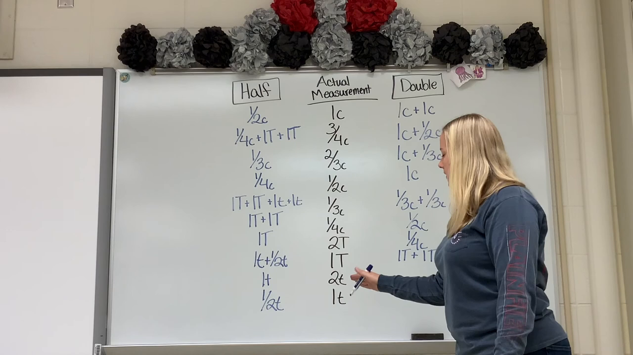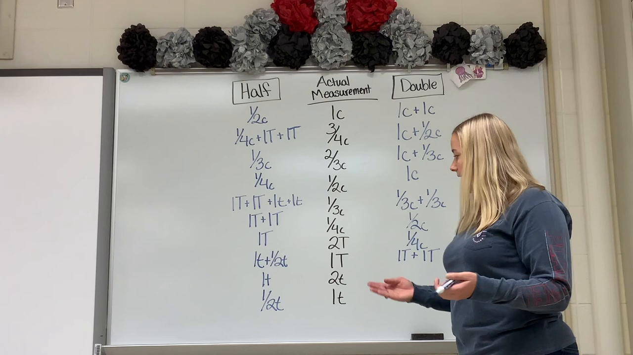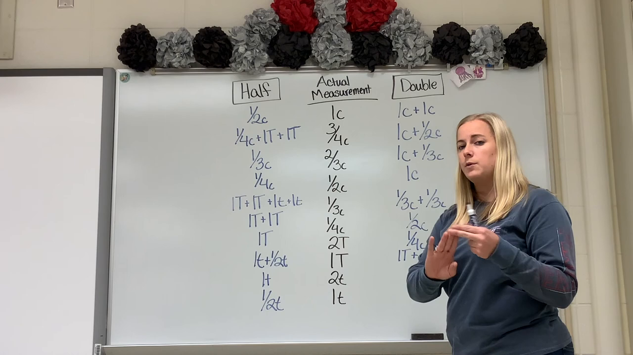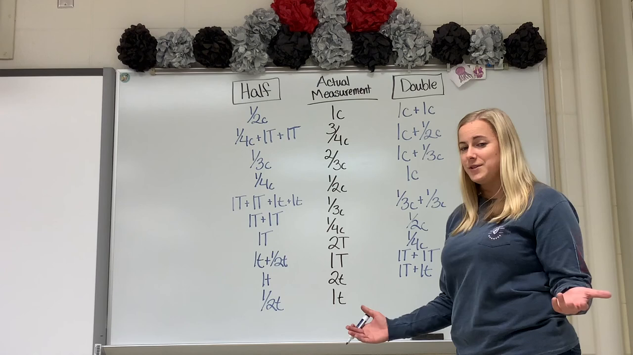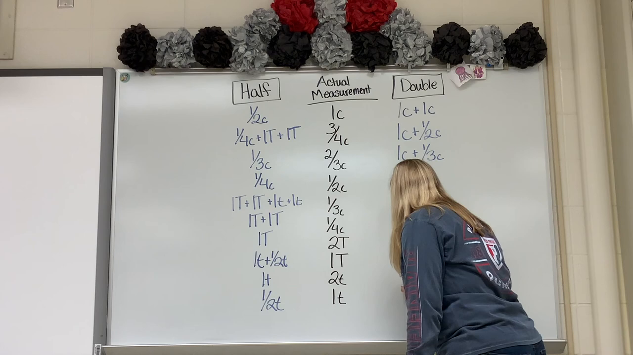The double of 2 teaspoons is going to be 4 teaspoons, but we have a better way to measure that. So if we have our 4 teaspoons, but 3 of them can be combined to turn into a tablespoon, we're going to be left with 1 tablespoon plus 1 teaspoon. Okay, and then the double of 1 teaspoon is going to be 2 teaspoons. We don't have a 2 teaspoon measuring spoon, so we're going to measure it as 1 teaspoon plus 1 teaspoon. There you have it.